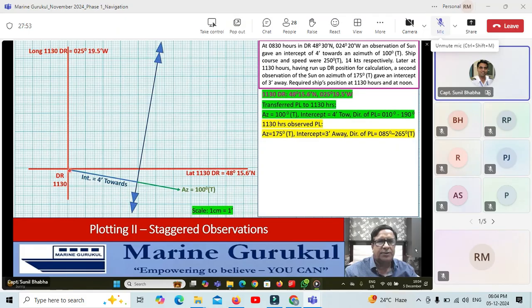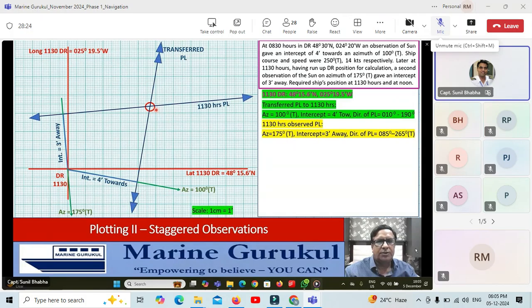Then we mark off the azimuth for the 1130 PL, 175. This is the 175 azimuth. And we have the intercept in the away direction, 3 miles. We mark off the intercept here. This is the ITP then. We draw the second PL marked with single arrows. Why? Because that's a celestial PL, an observed PL, and not a transferred PL. Therefore, this becomes the fix at 1130.